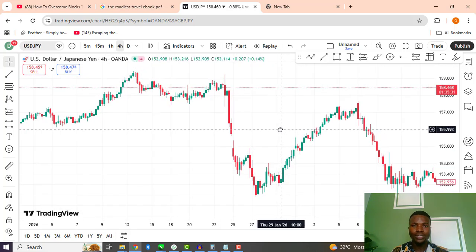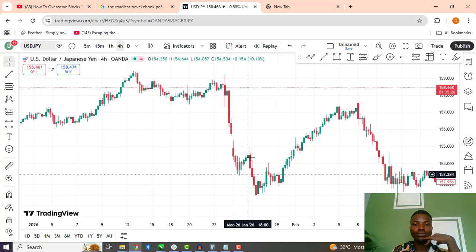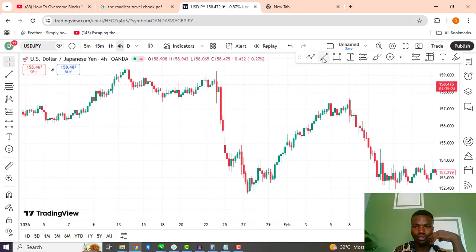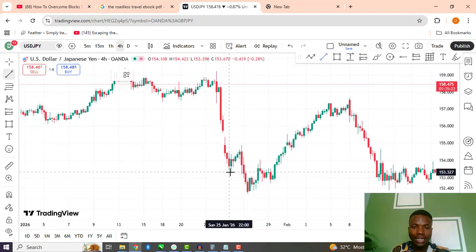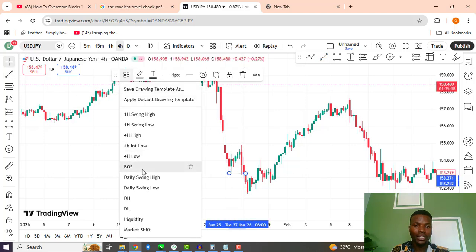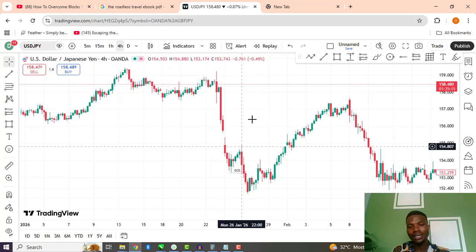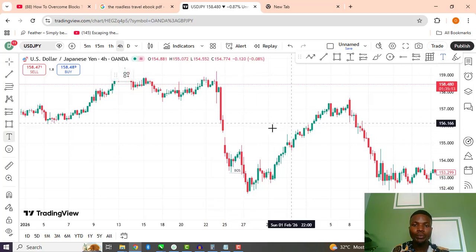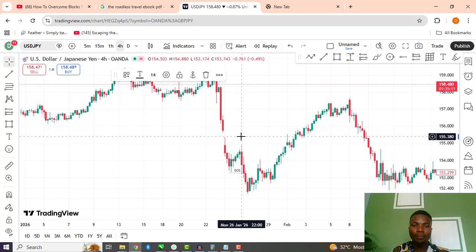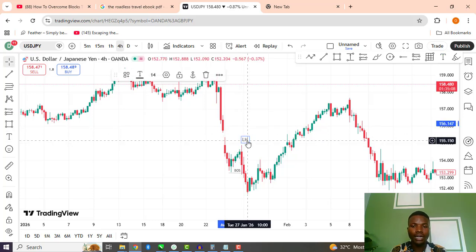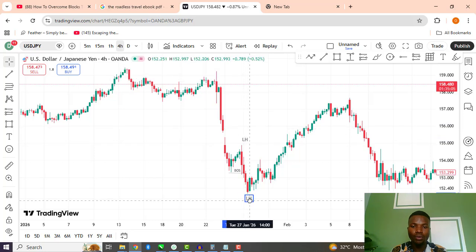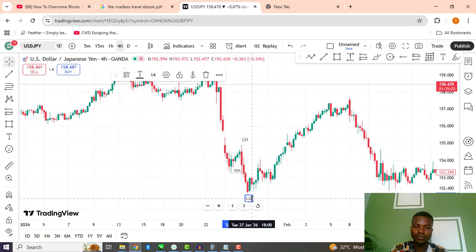I told you in the beginning of this video that the first thing that we need to do is identify our last break of structure. And if you are looking at this, this is our last break of structure to the downside. So let us mark that out. Now that is our last break of structure, which means we have lower highs, and we have a lower low right here, right?